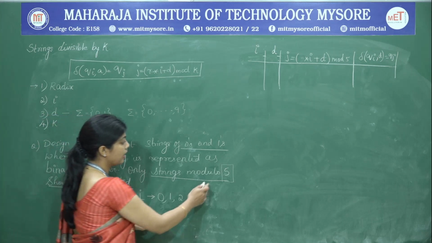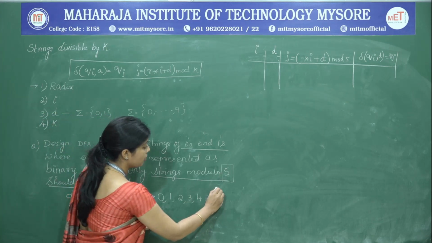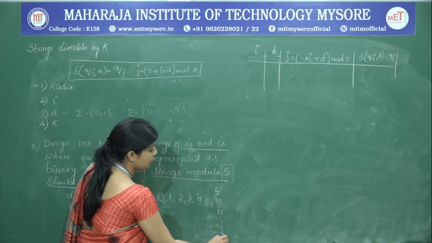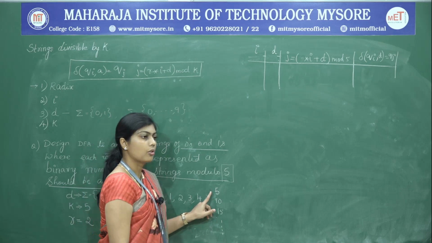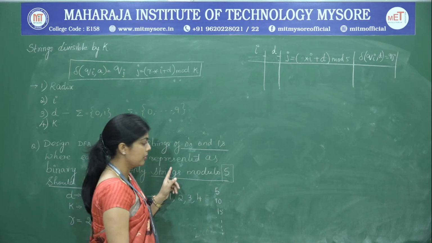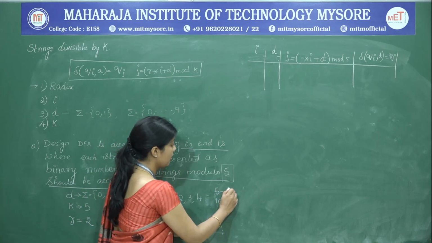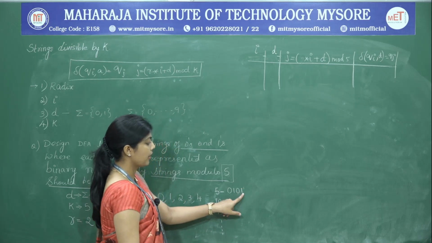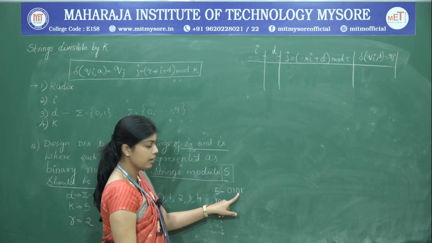So we know that any number has to be divisible by 5. So the numbers are nothing but 5, 10, 15 and so on. These numbers are not going to be represented in decimals, rather they are treated as binary numbers. Therefore, this is the binary number that has to be accepted by the DFA.